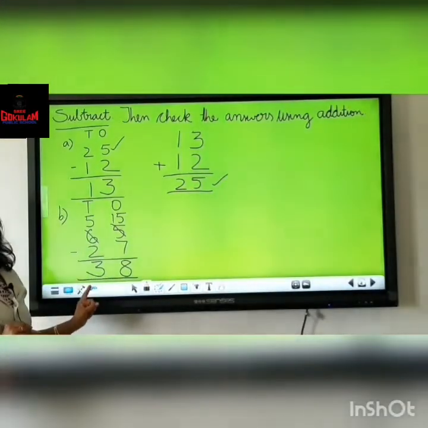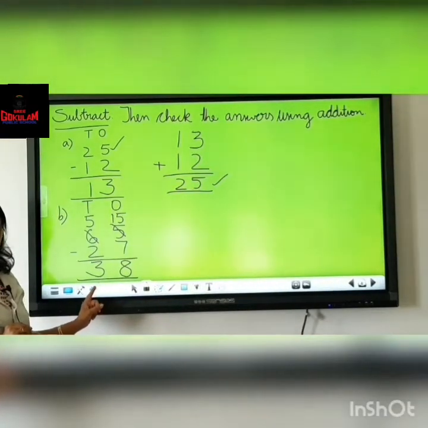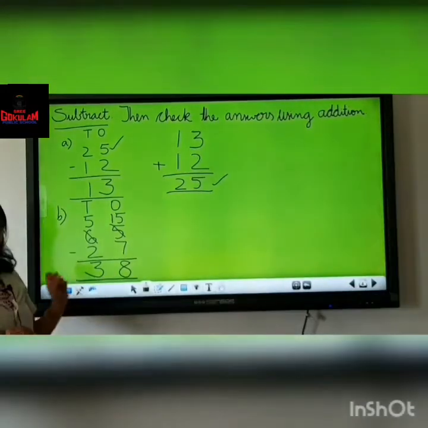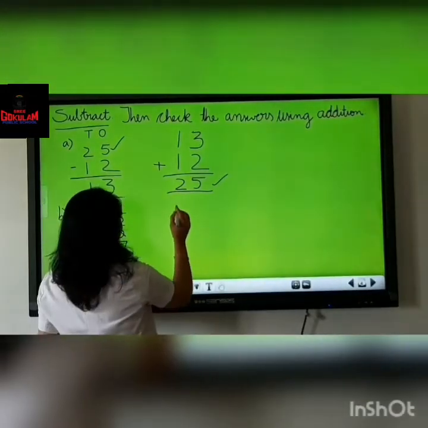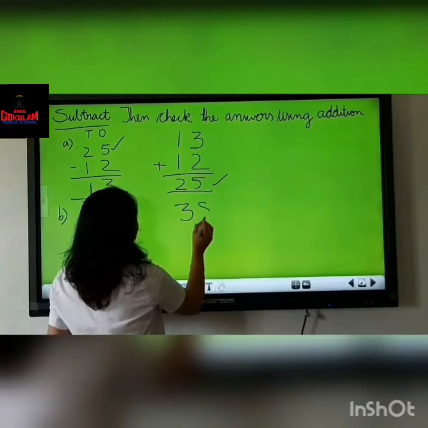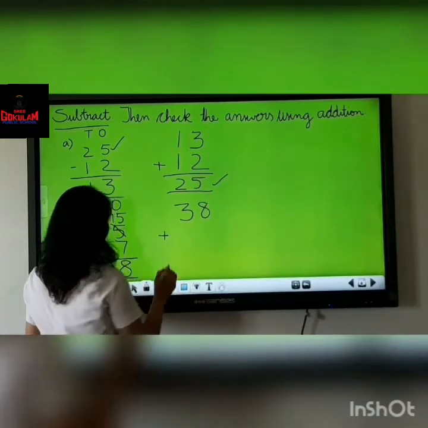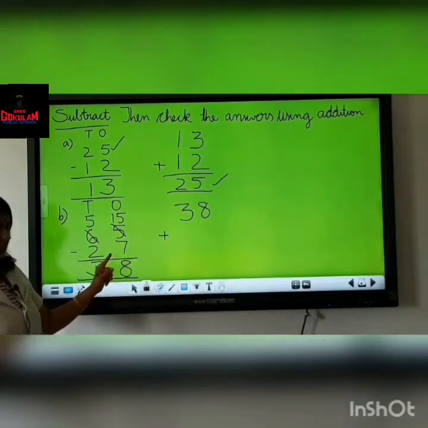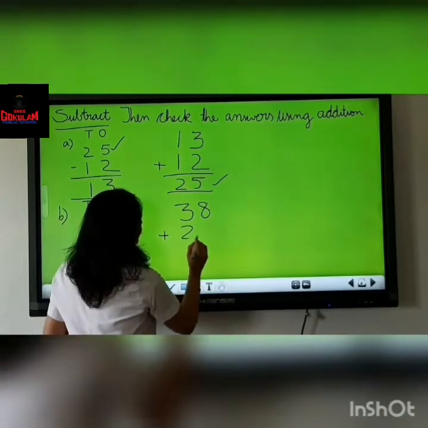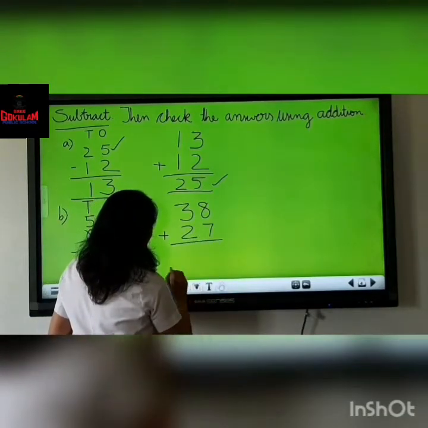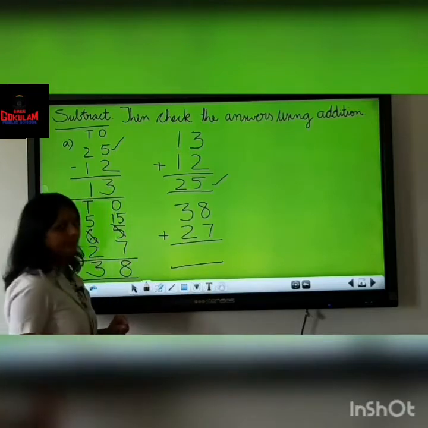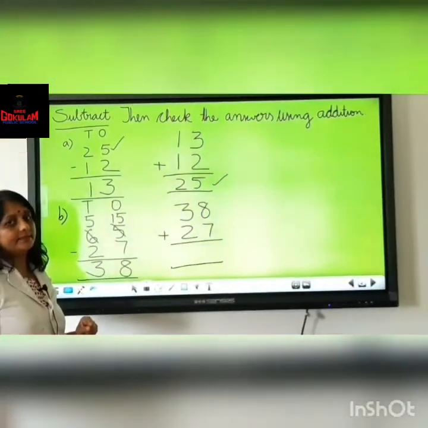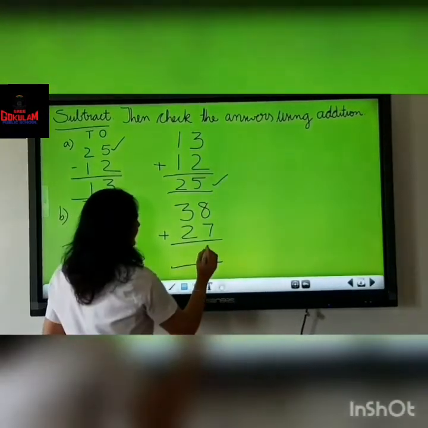We have to check whether 38, this answer is correct or not. First, we will write the answer here. 38 plus the second number 27. Let us add these two. What is 8 plus 7? 8 plus 7 is? Yes, 15.